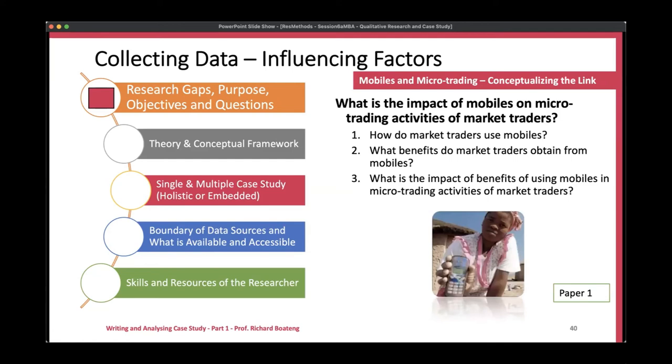Okay, so how does it look in practice? So here, we have a research question: what is the impact of mobiles for micro trading activities of market traders? So that was a research gap that led to the paper. So how do market traders use the mobiles? What benefit do they gain? And what's the impact of using mobiles in micro trading activities of market traders?